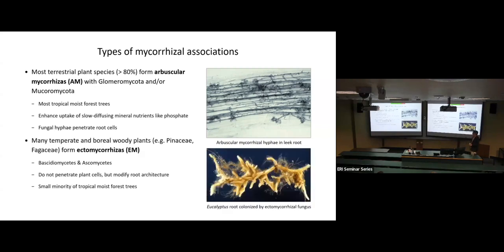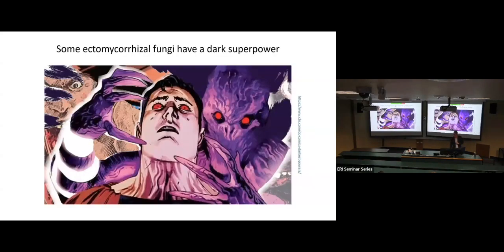The other well-known type is ectomycorrhizas. These are common in the North Temperate Zone and in the boreal forest. Most trees there are ectomycorrhizal, with different fungal groups from arbuscular mycorrhizas, and there's a small minority of tropical moist forest trees that are ectomycorrhizal. Now, some ectomycorrhizal fungi have a superpower that some of you may know about, but I'm about to explain. They can short-circuit the local nitrogen cycle in a way that gives their host trees privileged access to nitrogen at the expense of everybody else.